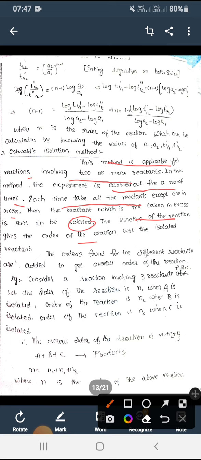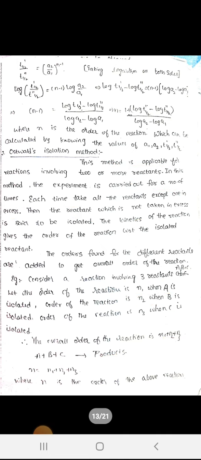So for this, the order for different reactants can be observed. See here, we have three reactants A, B, C. The order of the reaction is n1 for A, n2 for B, and n3 for C. So the overall reaction is A plus B plus C giving products. Then the order of the reaction will be n equals n1 plus n2 plus n3, where n is the order of the reaction. So this is nothing but the Ostwald isolation method.